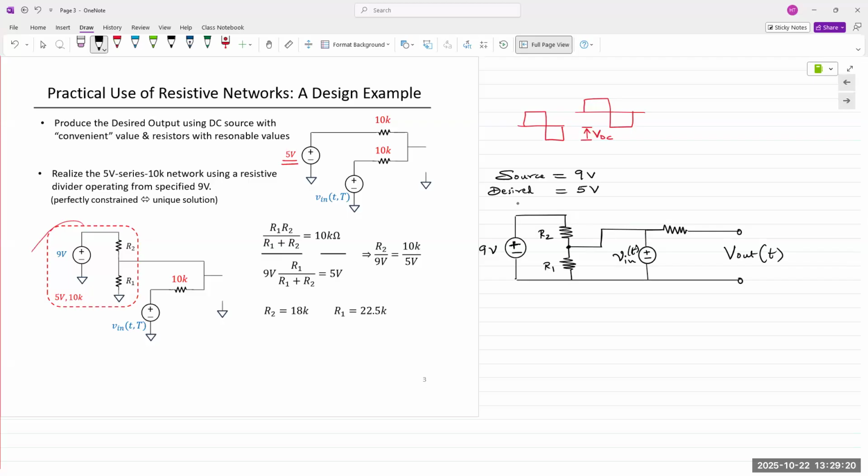Okay. We already chose this to be 10 kilo ohms. Now we just need to find the value for R1 and R2. And the desired output here must be 5 volts.